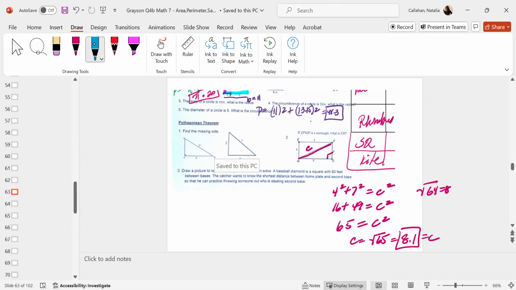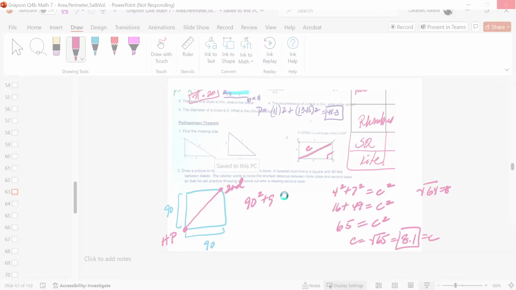All right, last question. Read the question, I can't read it. Draw a picture to represent the problem and solve. A baseball diamond is a square with 90 feet between bases. Okay, so hold on a second. This is 90 feet, right? The catcher wants to know the shortest distance between the home plate and the second base. This is home plate. This is second base, so it's looking for the diagonal, right? So 90 squared plus 90 squared equals C squared, the diagonal.